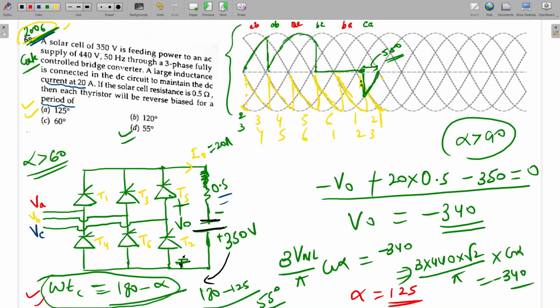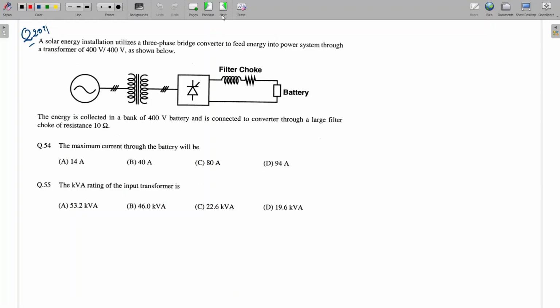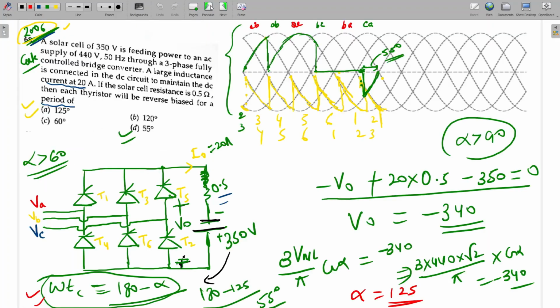Okay. So now I'm moving to the next question. Yes, you can ask. Sir, how can we know whether it is for alpha greater than or equal to 60 degree or less than or equal to 60 degree? See, here I have calculated the alpha value first. I am getting the alpha value 125, by solving the question. Just by writing the KVL equation here, this current was given and this voltage EMF was given.